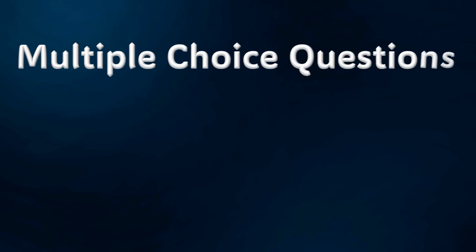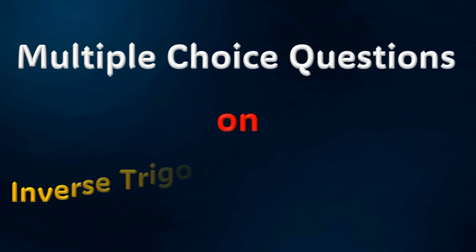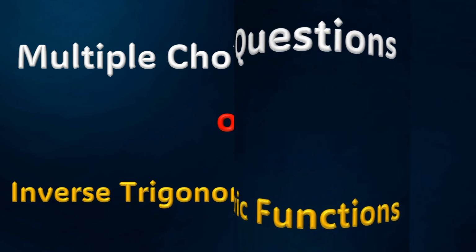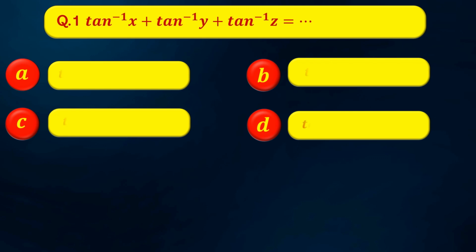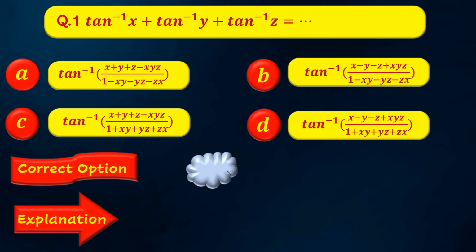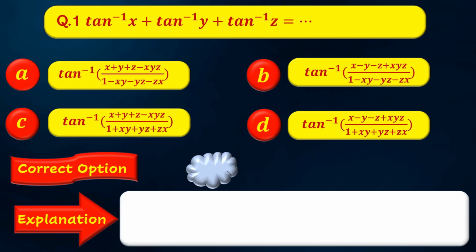Multiple choice questions on inverse trigonometric functions. Question number 1. Tan inverse x plus tan inverse y plus tan inverse z is equal to, and the options are, and the correct option is, but before that let's explain it.